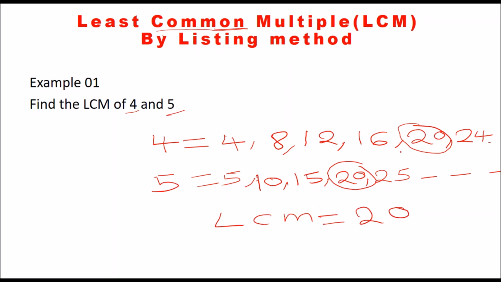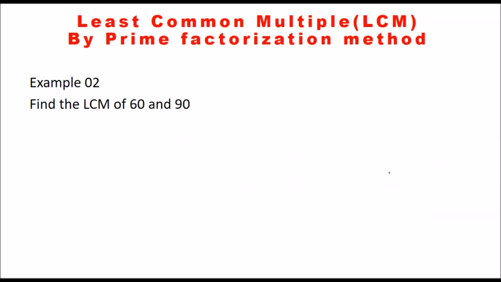Okay, let's see another example. Here we are going to find the least common multiple using prime factorization. You remember prime factorization, and here we are going to find the LCM of 60 and 90. You know how to find the prime factors of a number using prime factorization.